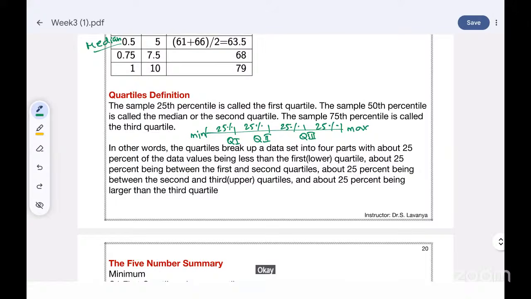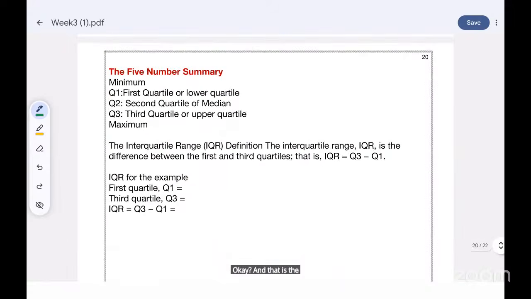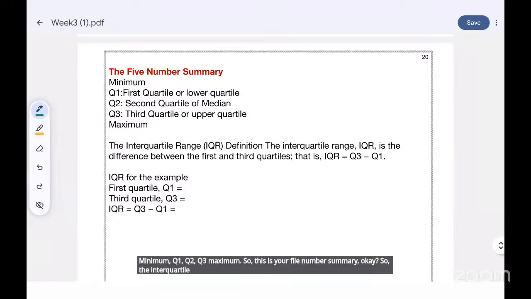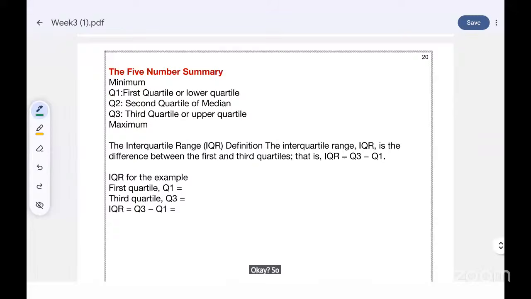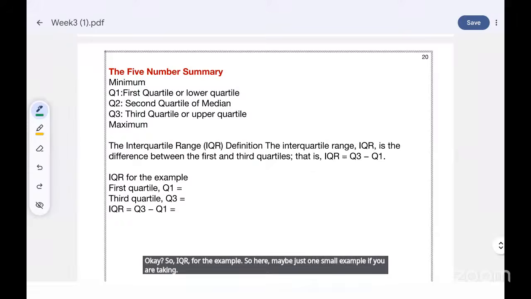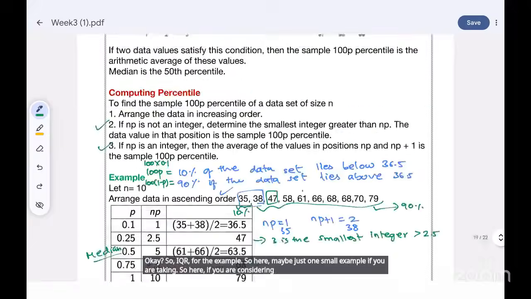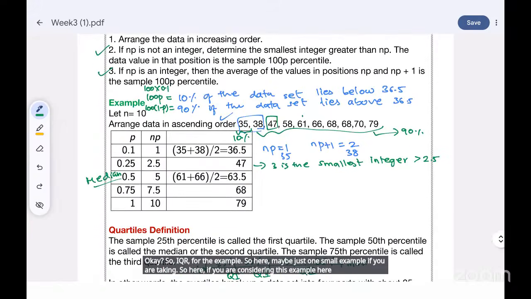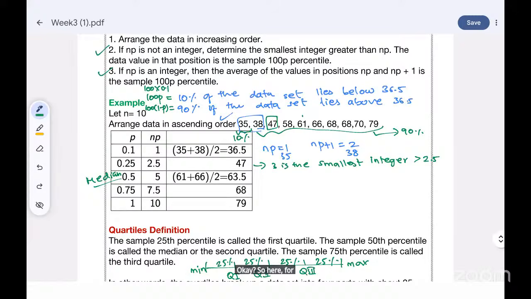And that is the five-number summary: minimum, Q1, Q2, Q3, maximum. So this is your five-number summary. The interquartile range is nothing but Q3 minus Q1. So, the IQR for an example. Maybe just one small example. If you are considering this example here, for this data, what is your Q1 and what is your Q3?